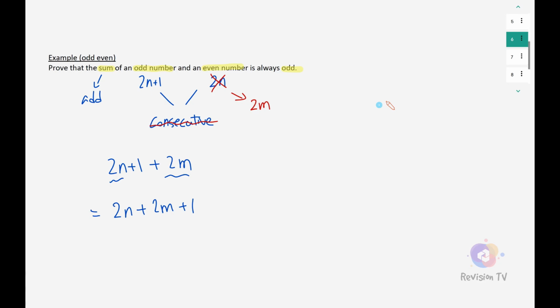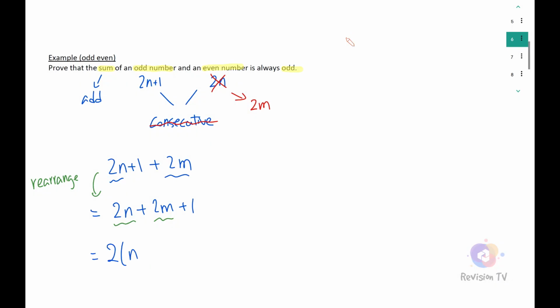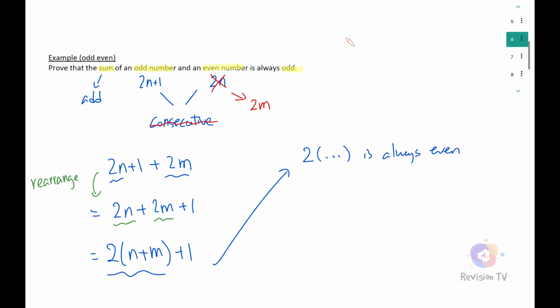What I did here is rearrange the terms, so 2n and 2m are now in the front. Next, I factorize the 2 out: 2 bracket n plus m, plus 1. Now, for this one you have to write a bit of explanation. Even though we have finished our proof, we have to write a final answer to explain why it's odd. 2 times something is always even, so even plus 1 is odd. Therefore 2 times (n plus m) plus 1 is always odd.